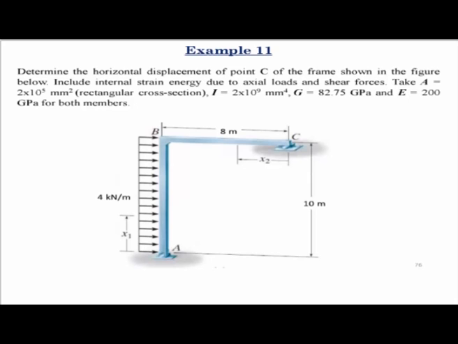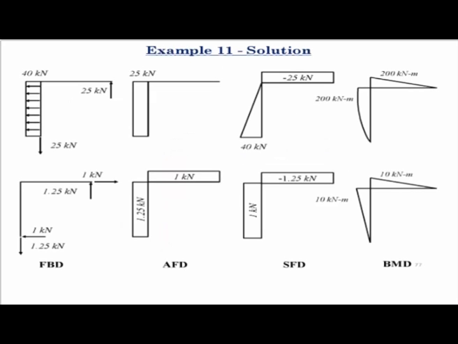the horizontal deflection of this joint C due to this applied load. And here we are considering bending deformation as well as shear deformation and axial deformation. Since we have to calculate the horizontal displacement of this joint C, we are applying a virtual load of 1 kilonewton at that joint. We are drawing the axial force diagram, shear force diagram and bending moment diagram. Also we are drawing the axial force diagram, shear force diagram and bending moment diagram due to the applied loads.